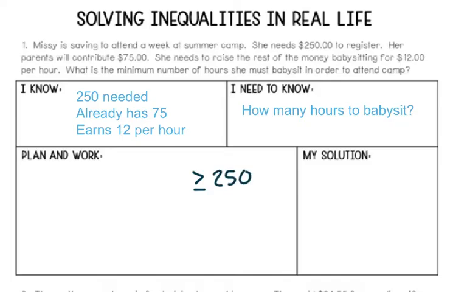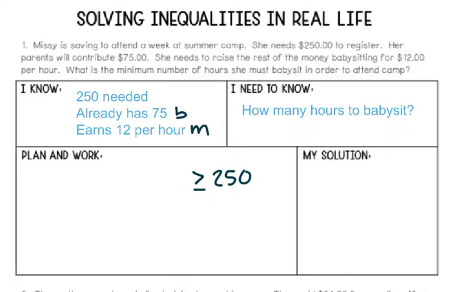Also, like setting up the two-step equations, I'm looking for two things. I'm looking for a beginning rate and a multiplier. In this one, she already has $75, and that is my beginning rate. No matter what, her parents are going to give her $75. And then my multiplier is that she earns $12 per hour.